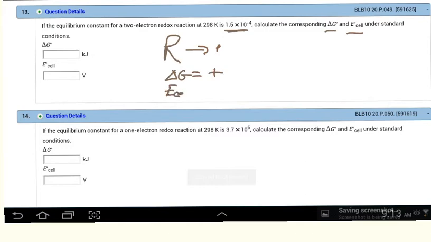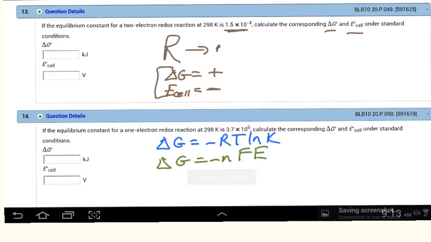And the cell potential, E cell, what kind of voltage are we expecting? Well, it doesn't proceed very far towards products, so I think we're going to get a negative voltage. So by doing this prediction, we can check and see if our answers are right when we actually work the problem.